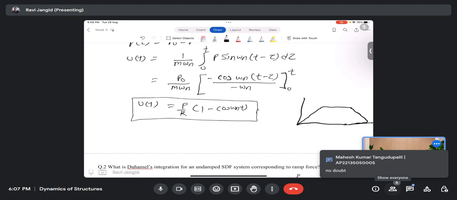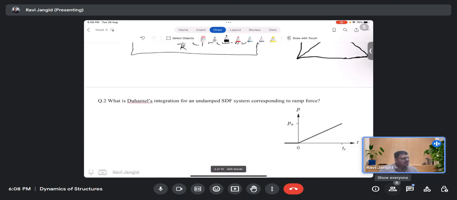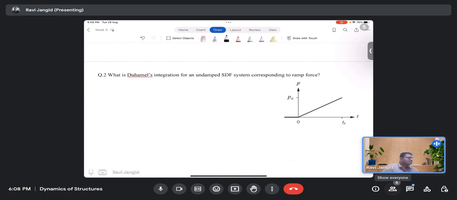If not, let us go to the next question. Can you tell me, for the rising force, what is the expression for the Duhamel integral? It will vary in proportion to t by tr. Yes, so in this case my p(tau) will become p naught by tr into tau, whatever it is in terms of tau.